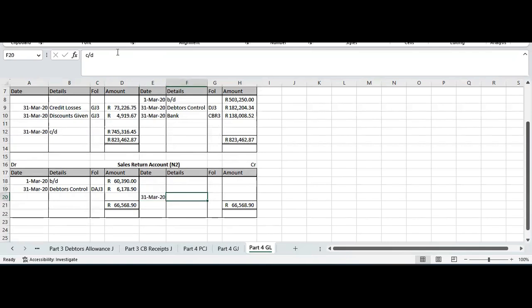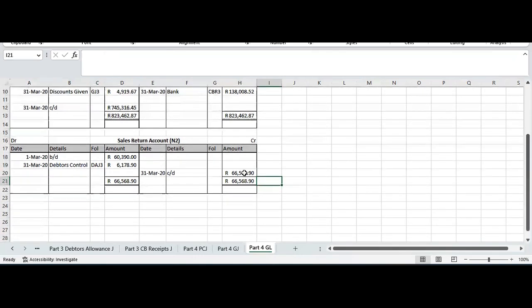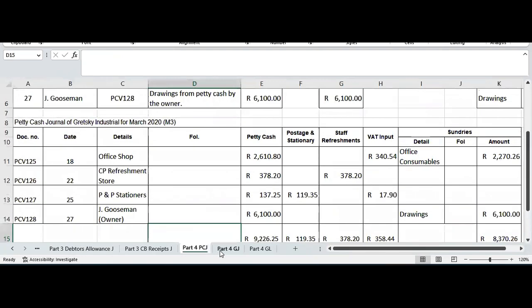put the same amount there on that side, and then obviously we will need to balance that account. Okay, so we carry it down. There's no folio reference there, and it is the 66,569. That's just because there was nothing that happened on our sales returns on the credit side. So you're going to take the 66, and that is the amount that you will bring down at the end of April. And so you have now completed your petty cash journal.